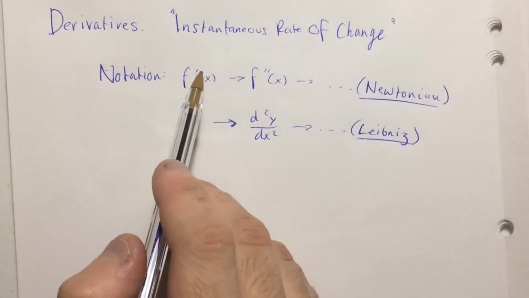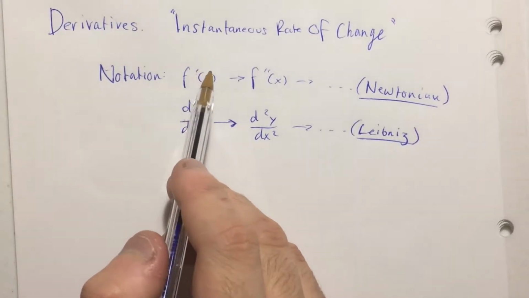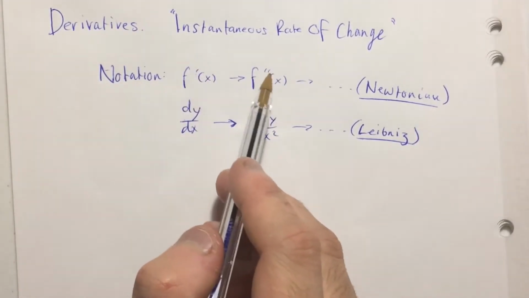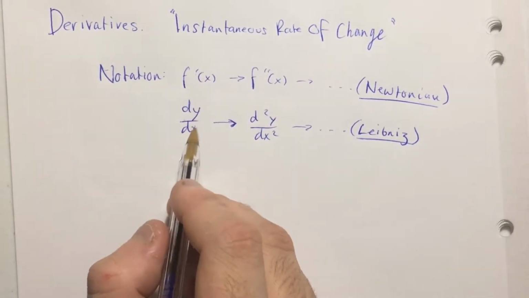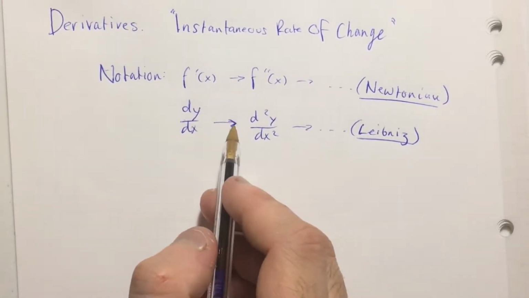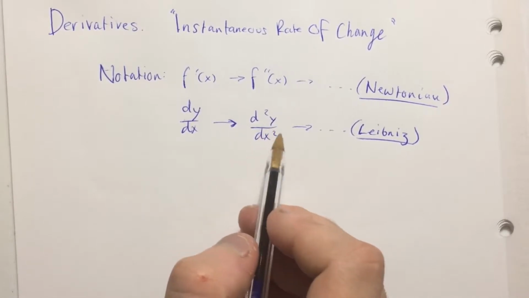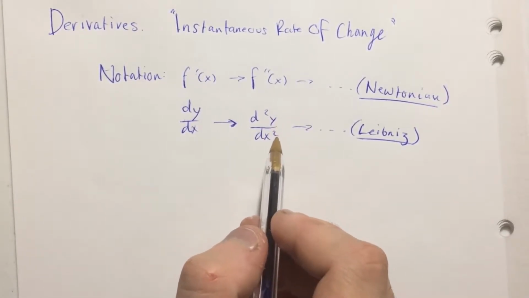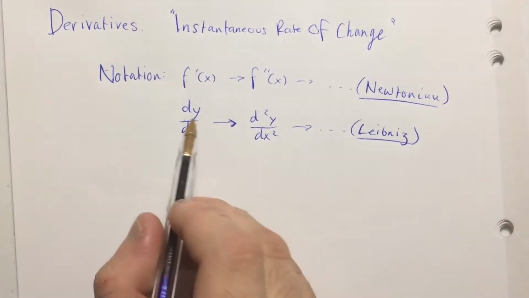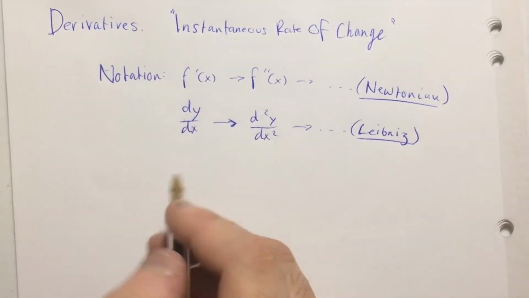And one dash is representing the first derivative, two dashes represents the second derivative of the original function. dy dx is the first derivative, and d squared y over dx squared is the second derivative. So the second derivative of y with respect to x, that's how you would read it. So the derivative of y with respect to x, that's way better.